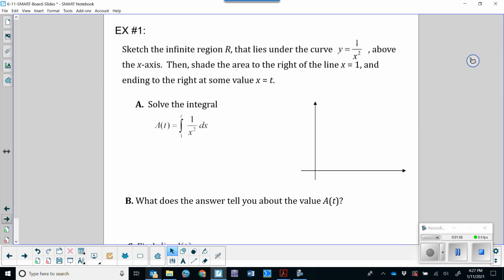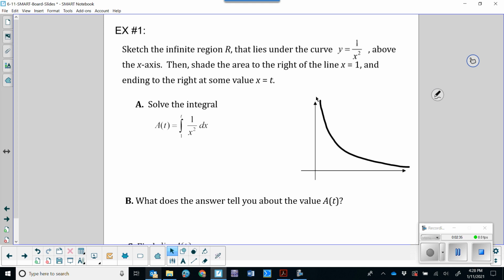Here's an example of the idea about why we do what we're going to do to answer this question. We're going to look at what happens if we integrate from 1 to some place t of 1 over x squared dx. Drawing 1 over x squared, we should know that it looks like this from 0 to infinity. There's another piece of it over here, but we don't need that part. So here we're going from 1 to t.